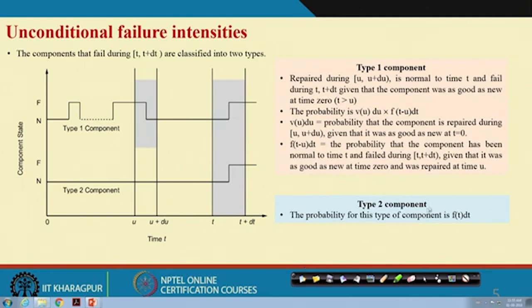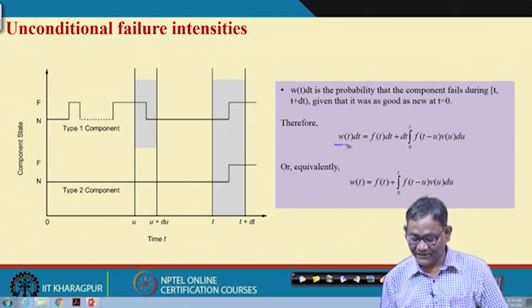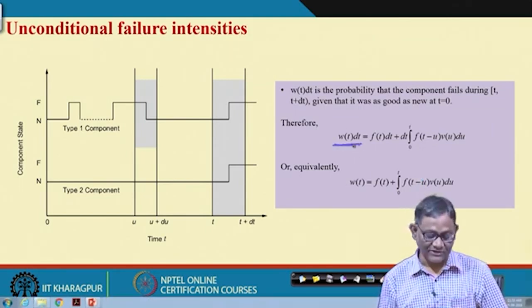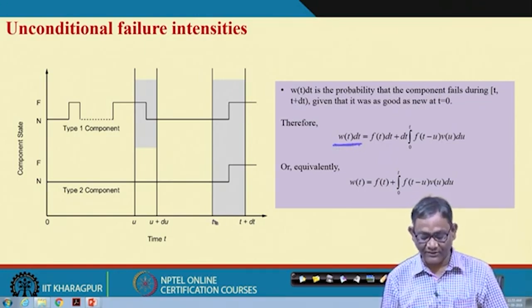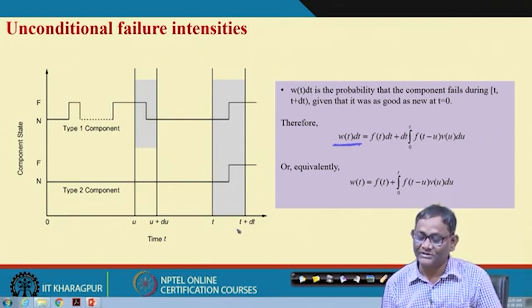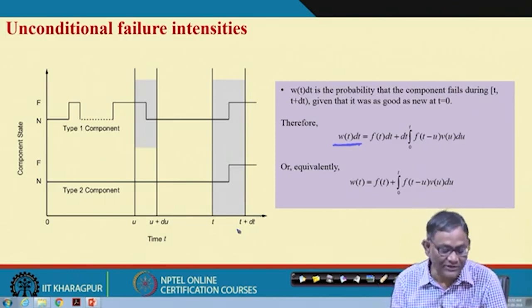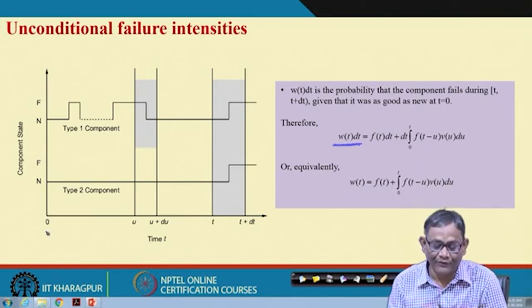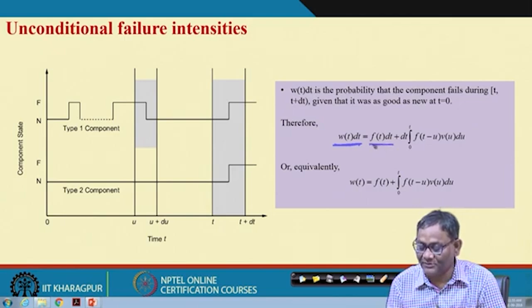As a result, what will be our unconditional intensity? First, we are creating this w(t) dt. What is w(t) dt? This is the probability that the component failed between t and t plus delta t, given that it was as good as new when t equals 0. And we found two situations. One is that it fails, from component 2, and this probability is f(t) dt, that it failed in between this.